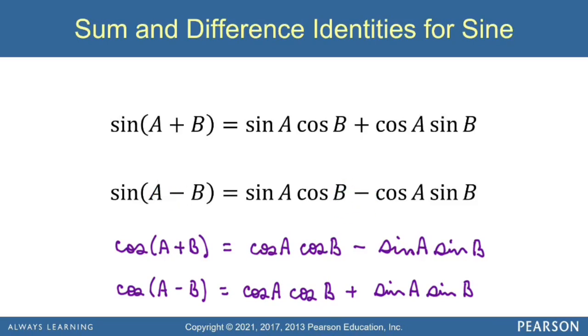It's easy to get those mixed up, so I wanted you to have a chance to look at them all together. When you're dealing with cosine of a plus b and cosine of a minus b, the signs in the formula are opposite from the signs in the argument. But when you're dealing with sine of a plus b and sine of a minus b, the signs in the formula are the same as the signs in the argument.